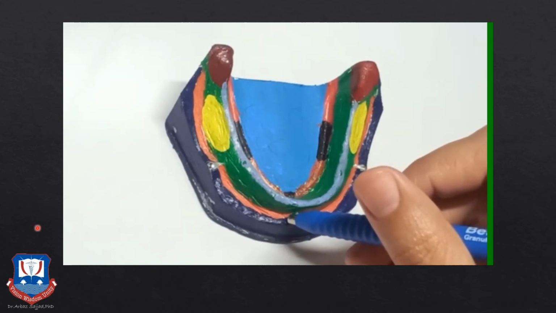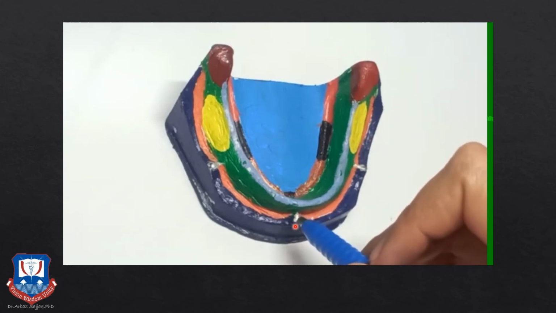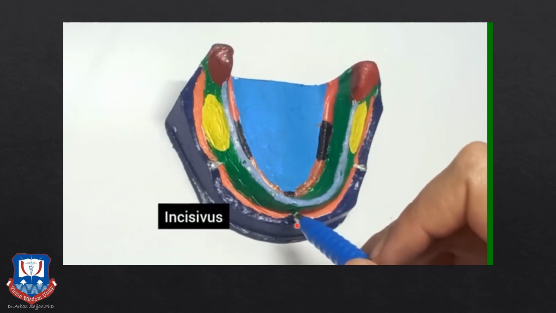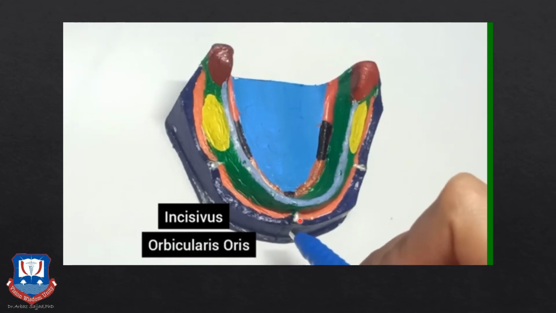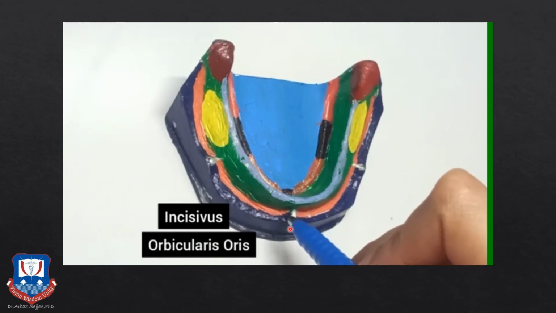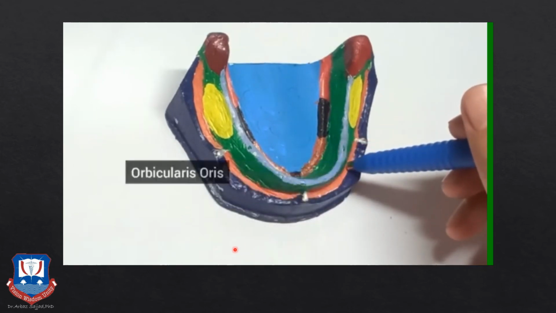And so coming to the labial frenum. Unlike the maxilla, the labial frenum in the mandible is not passive, it is active and it contains muscle fibers. So, recording the labial frenum is very important as it contains fibers from the incisivus and the orbicularis oris.